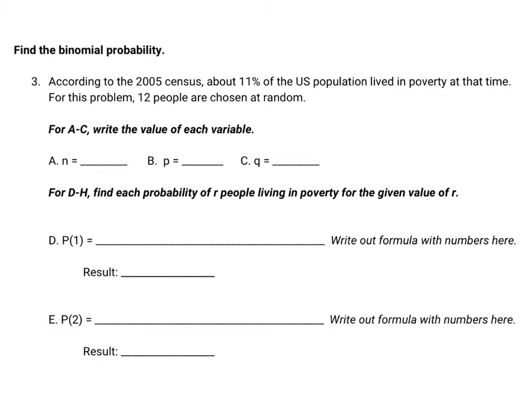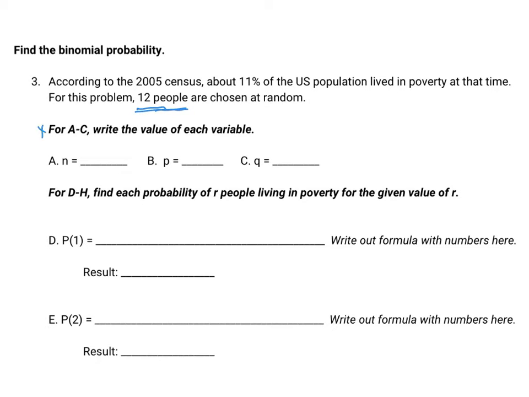For the binomial probability problems, I've tried to break it down into smaller chunks so that you can provide answers which will build to the final answer that we're looking for. In this case, on number 3, it says, according to the 2005 census, about 11% of the U.S. population lived in poverty at that time. For this problem, 12 people are chosen at random. So that's what we're dealing with. We're dealing with a sample of 12 people, right?